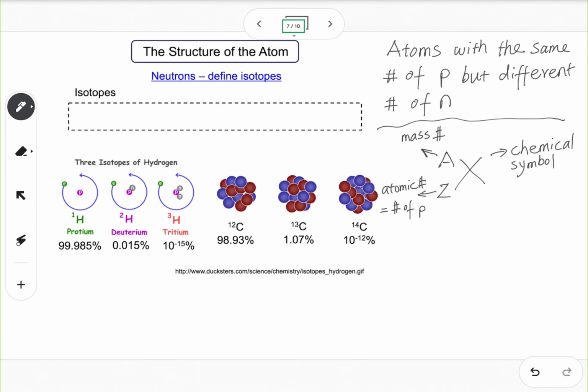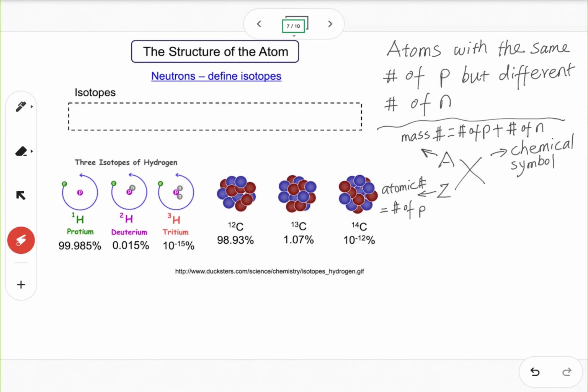Now, what is the mass number? Very simple. I'll write it here. Mass number is the number of protons plus the number of neutrons. Very straightforward calculation. But by doing this, we can symbolize the different isotopes, because we do consider the number of neutrons.